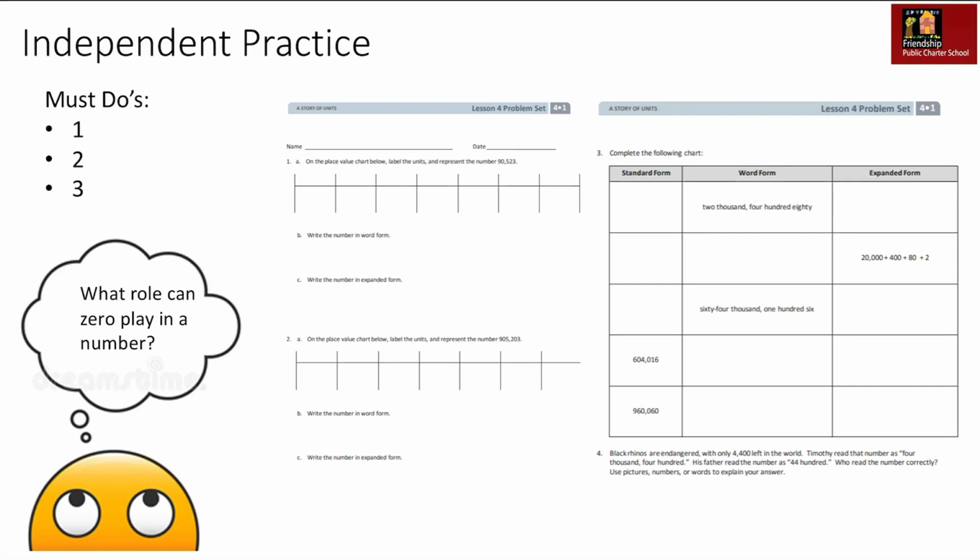Okay? So the question I want you to think about today is, what role can 0 play in a number? I want you to be able to answer that question when you go see your teacher today.